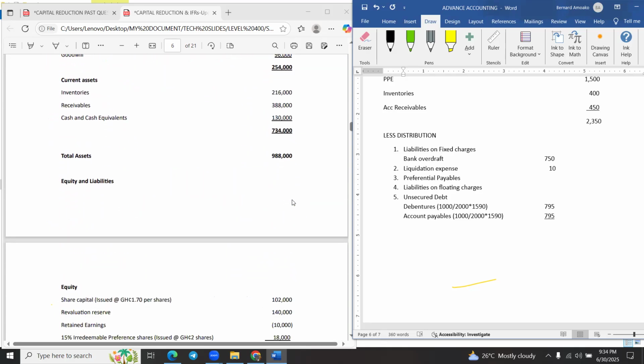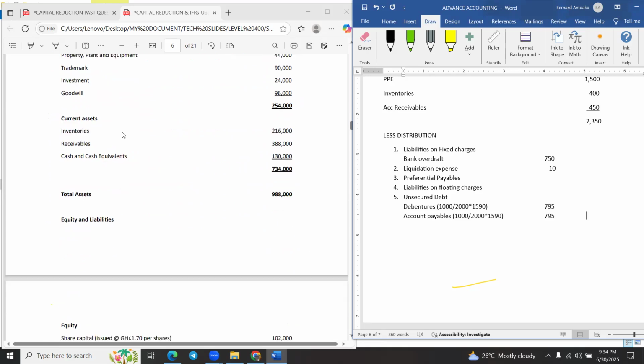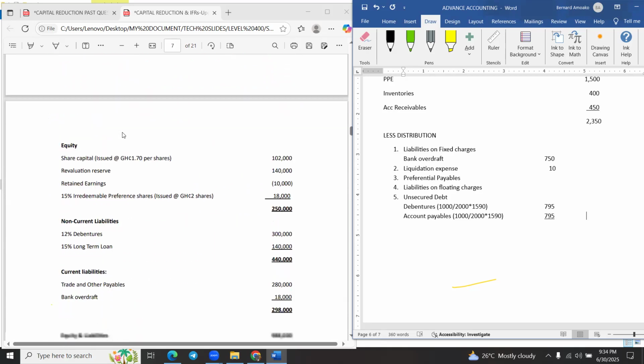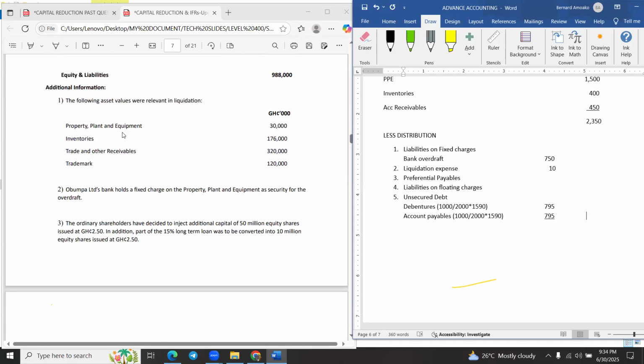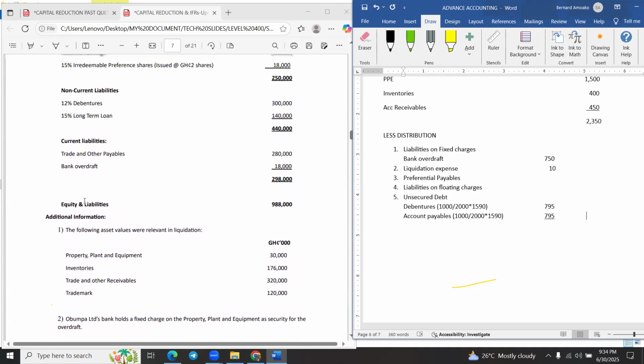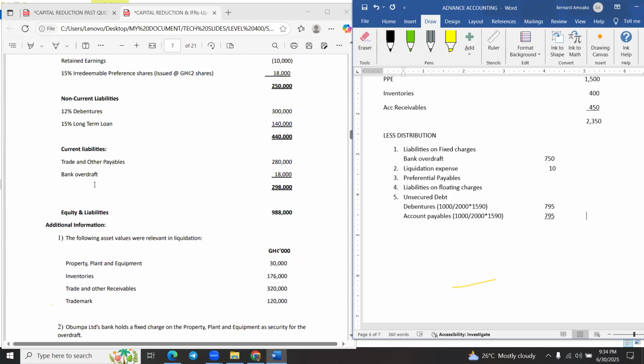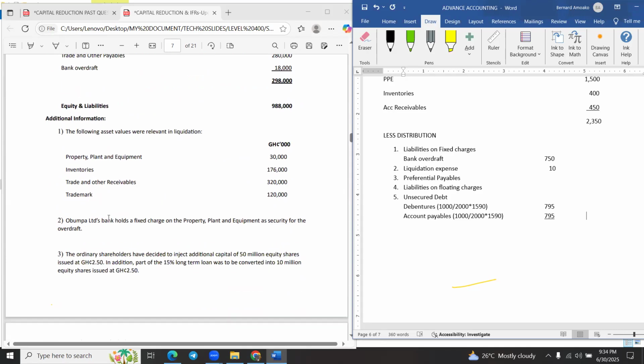Okay. Yes. So, let me see if I have one. The bank holds a fixed charge on property, plant, and equipment as security for the overdraft. So you see this question too, the bank overdraft here. The point number 2 is telling you that it is a fixed charge.